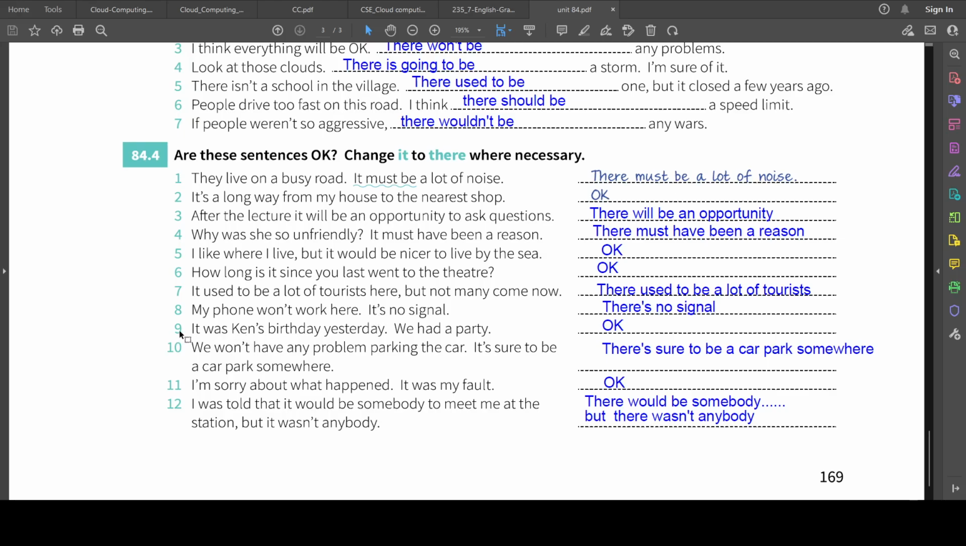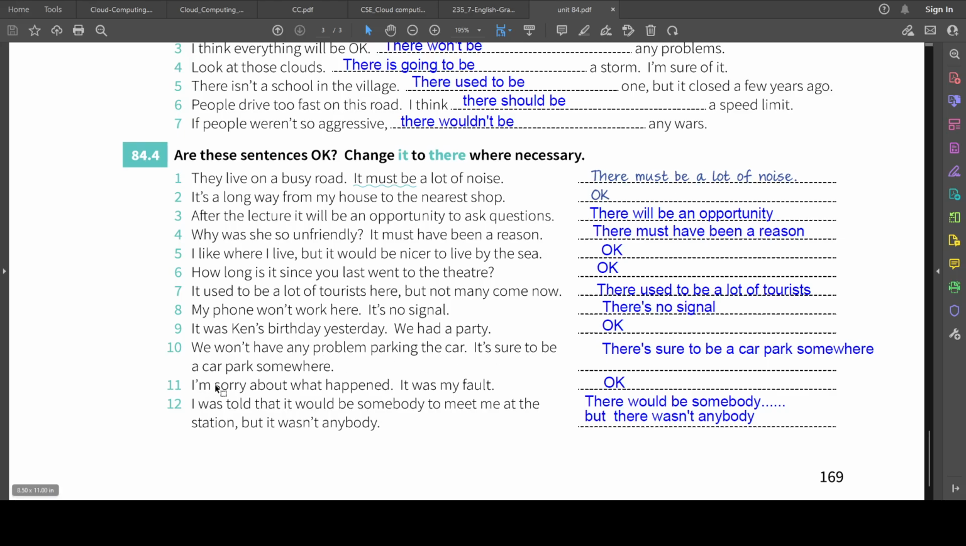The next one. It was Ken's birthday yesterday. We had a party. At the same time, it's okay. The next one. We won't have any problem parking the car. There's sure to be a car parked somewhere. So let's fix it. There's sure to be a car parked somewhere. So why? Because we are talking about the existence. We are not referring to the previous object. In that case, parking the car, it's a different thing.